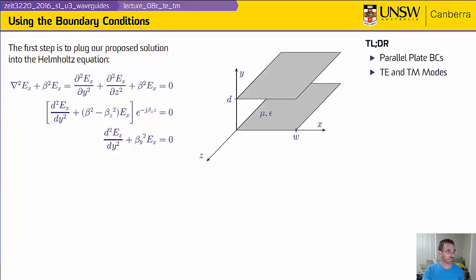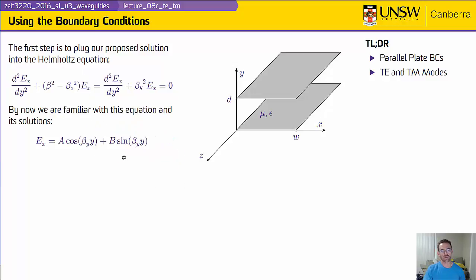But this is an equation that we're familiar with. We know what its solutions look like. Right? Its solutions take the form of sines and cosines. So we've reduced our Helmholtz equation down to this second order ordinary differential equation. It has solutions that we know, and our job now is to use the boundary conditions to figure out values for A, B, and beta from our boundary conditions.